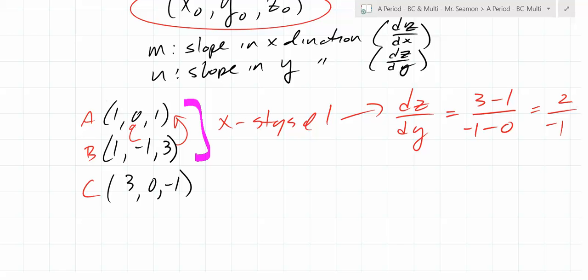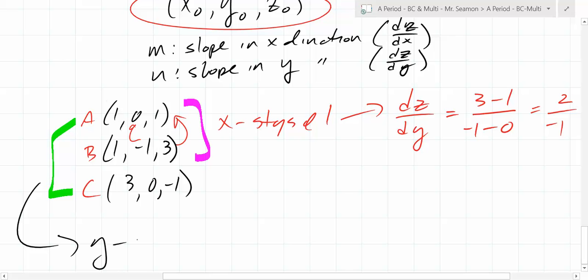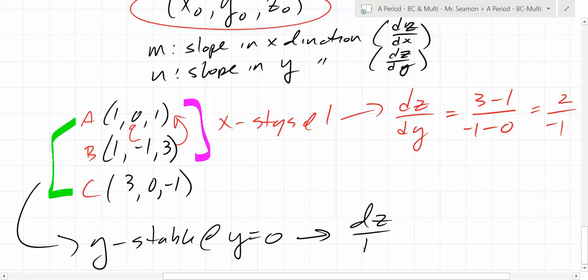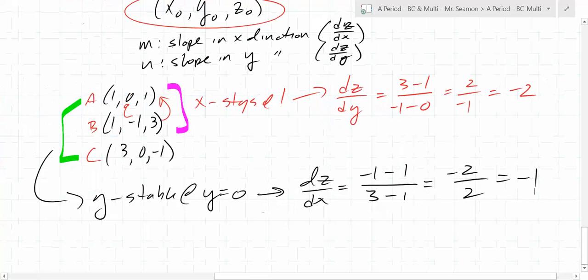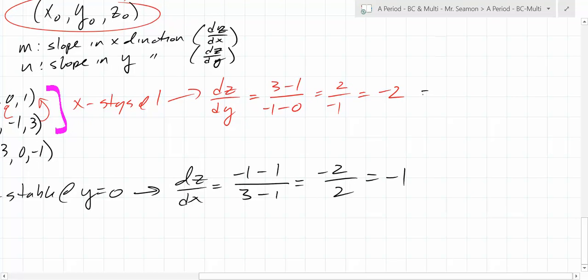But now what else do we have? A and C. When you do A and C, what stays the same? Y is stable at 0, right? So which one can we find now? dz dx. So what's that going to be? dz is going to be negative 1 minus 1 over 3 minus what? 1. So you end up with negative 2 over 2, which is negative 1. So we just found, in terms of this formula, this is the x one, so that's m, and this one is n. And again, I don't know why they use m and n all the time. They sound and look the same.